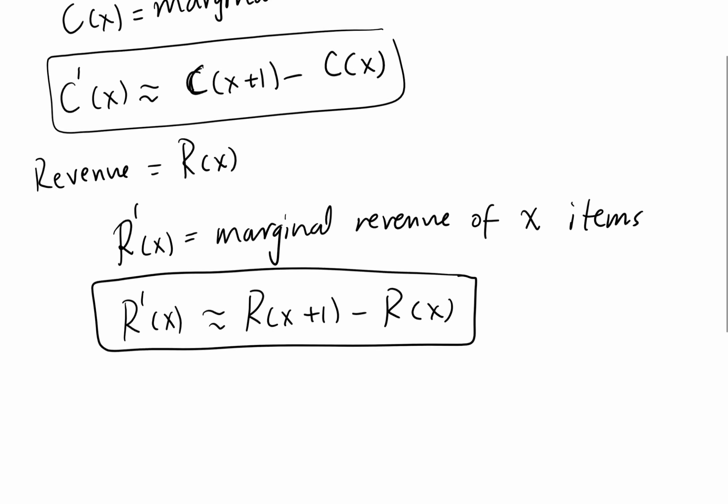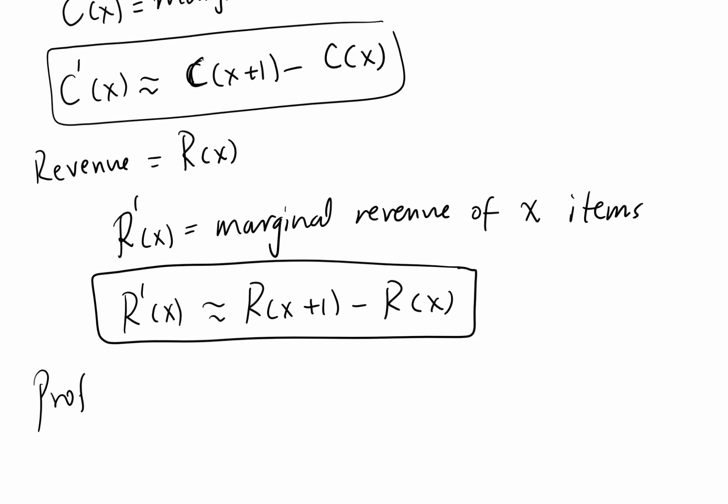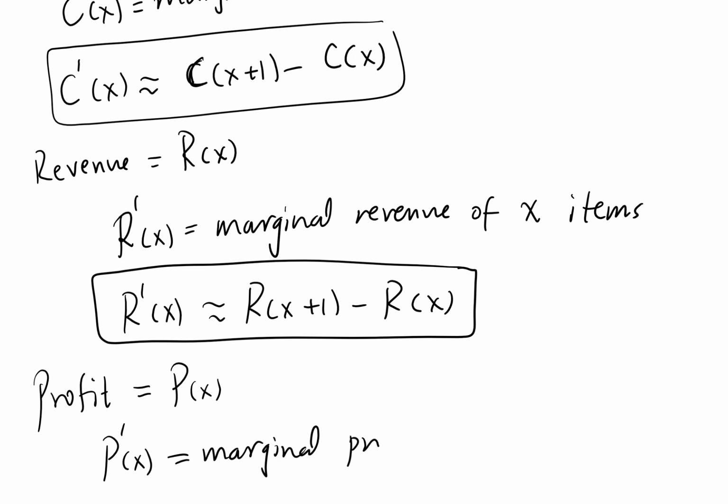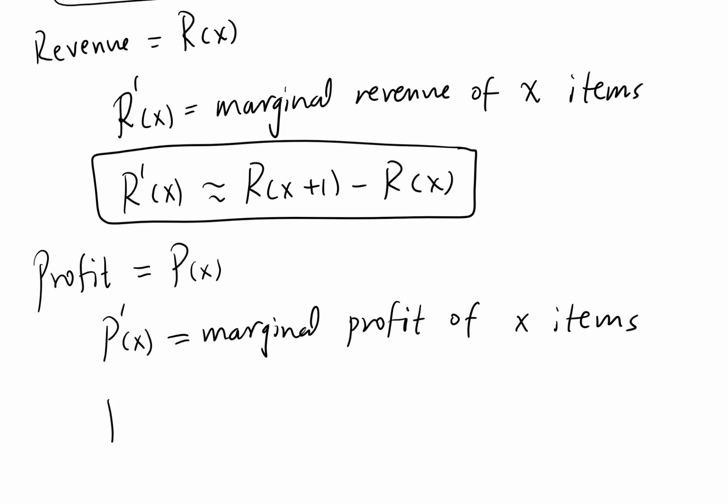Similarly, for the profit, capital P of x, if you find the derivative of that, that's the marginal profit of x items, and it can be approximated using capital P of x plus 1 minus capital P of x.